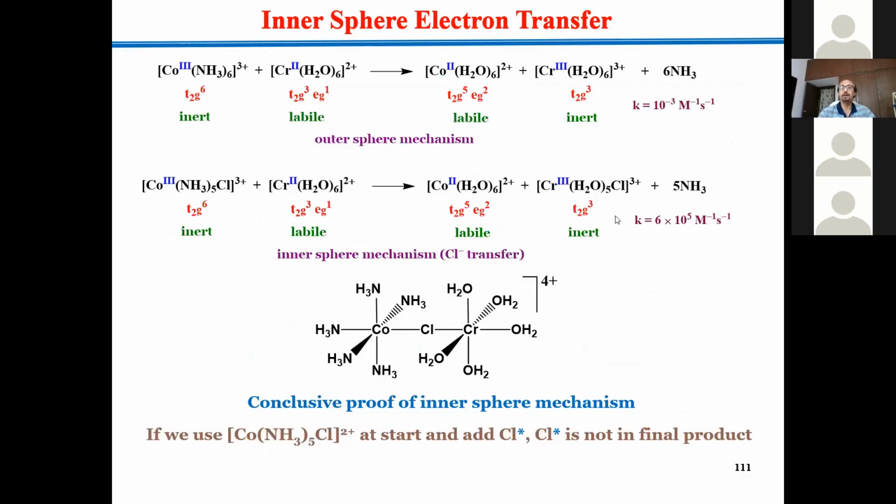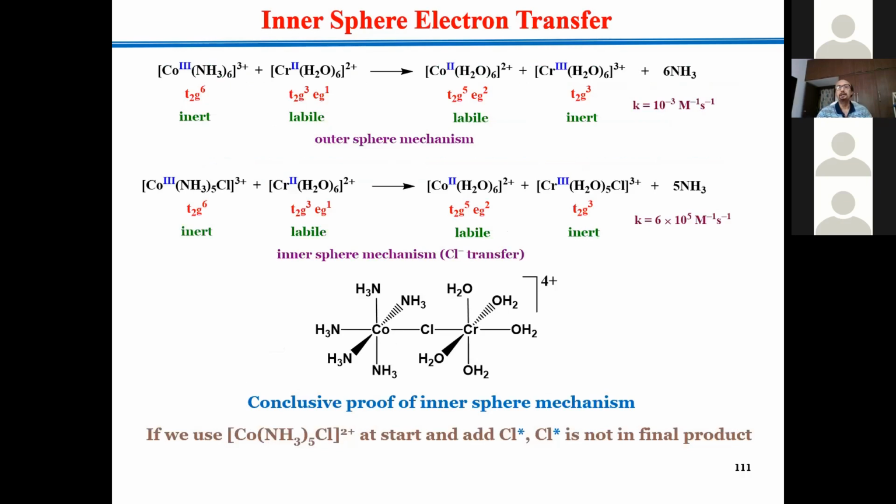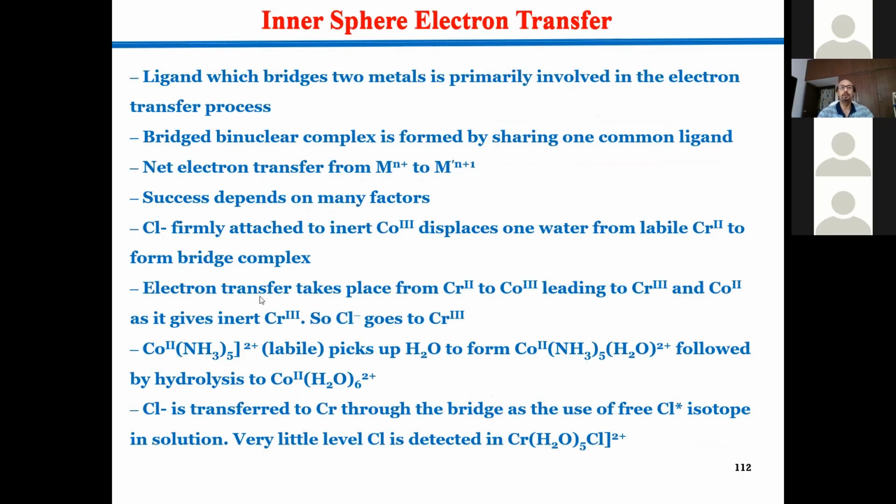This is very important. The first slide I have shown that in order to form the bridge with this reductant, one of the Y needs to be getting out of the system. Otherwise, no vacancy would be created where chloride or the X could bridge. You have to create the coordination vacancy over there. Okay. If there is no suitable coordination site, then there won't be any bridge formation. That is very important. Secondly, electron transfer takes place from this to this, leading to chromium 3 cobalt 2, and it gives inert and labile this. So chloride goes to chromium 3.